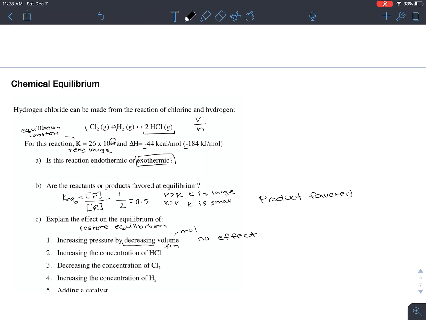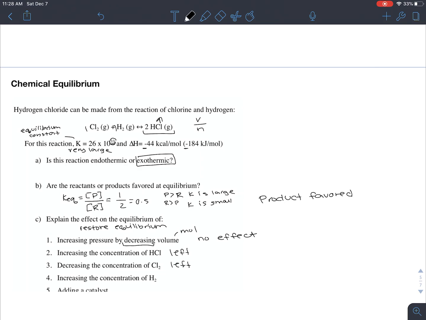Then we have increasing the concentration of hydrochloric acid. So if I increase this, at first I go more towards the right because I become heavier. Then to fix, the equilibrium would shift left or towards the reactants, however you want to say that. Decreasing the concentration of chlorine gas. That makes my right side heavier because my left side became lighter. So to fix, I have to shift to the left.